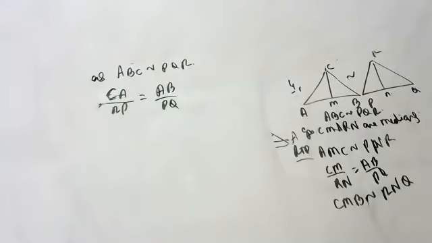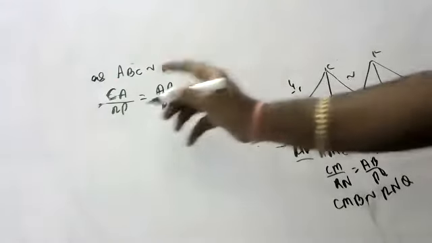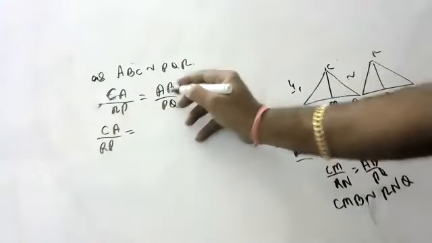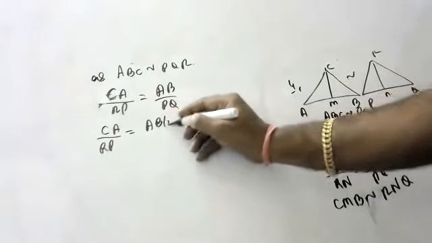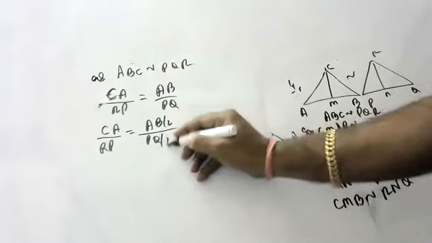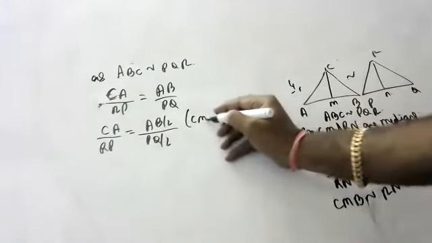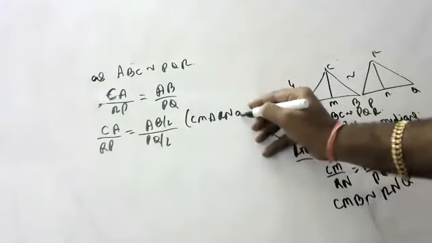Okay, children, CA by RP. And see here, don't do anything, children, no problem. I can write AB by 2, I can write PQ by 2. Can anyone say why I can write by 2 by 2? Because medians. Sir, CM and RN are medians.